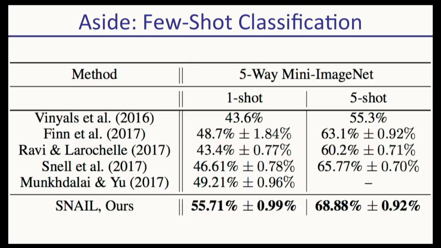Same is true for few-shot classification on Mini-ImageNet, where MAML, which is this one here, was state-of-the-art back in February when it came out. But at this point, SNAIL outperforms that by quite a bit. There's a lot of choices you can make architecture-wise. So far, we've seen three.